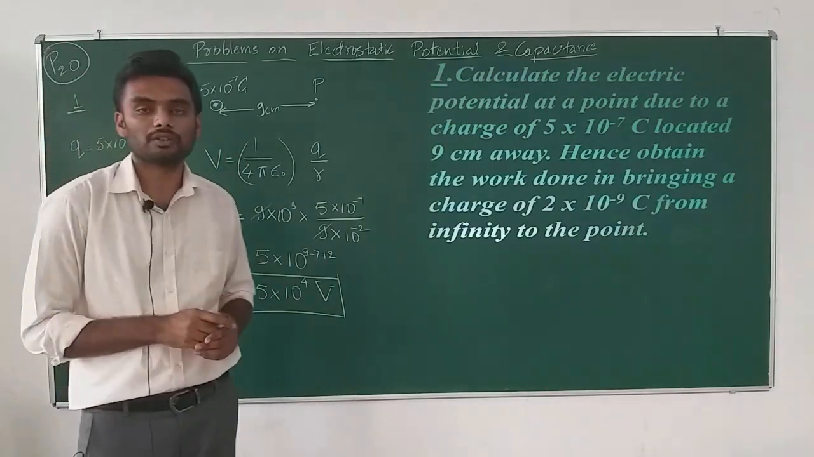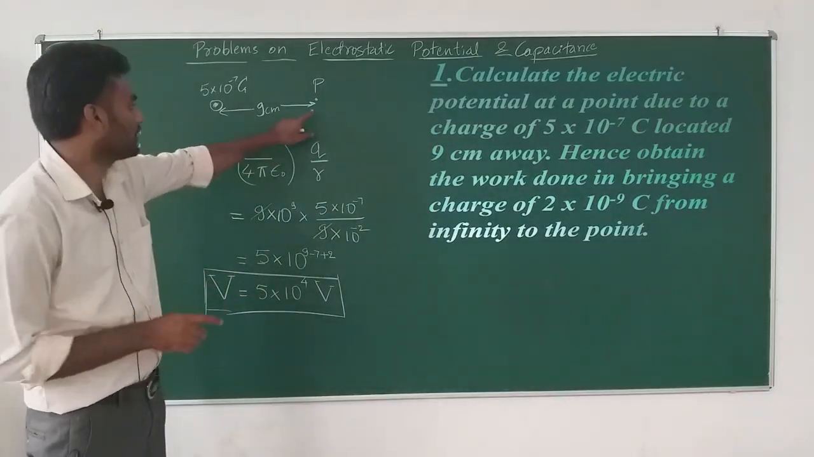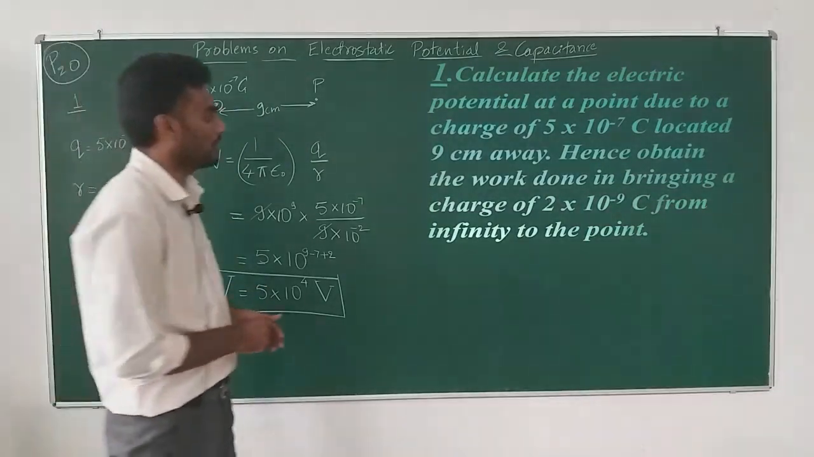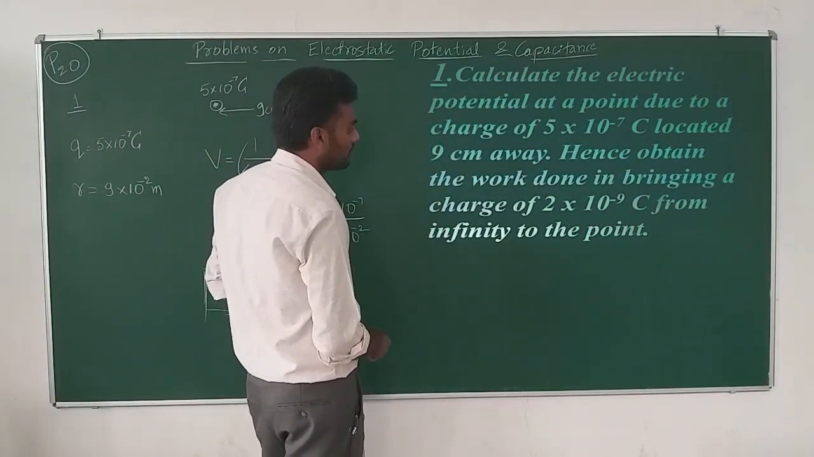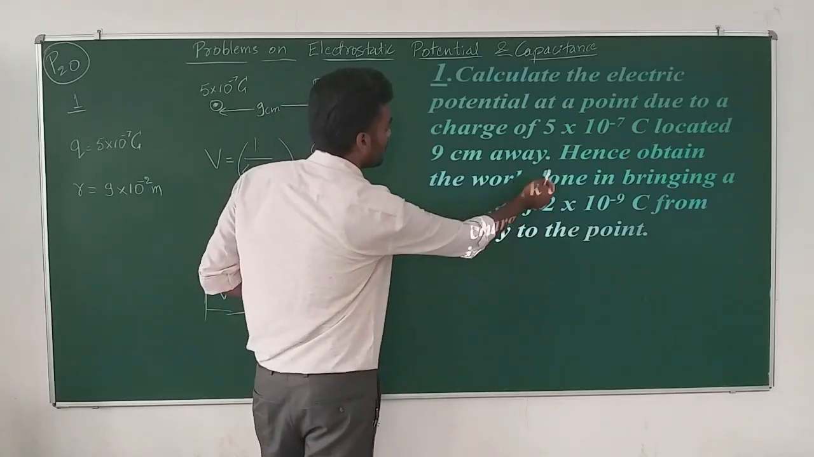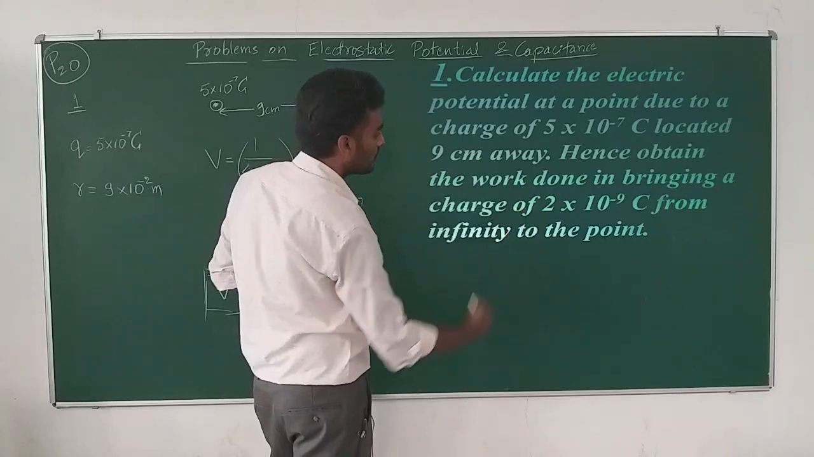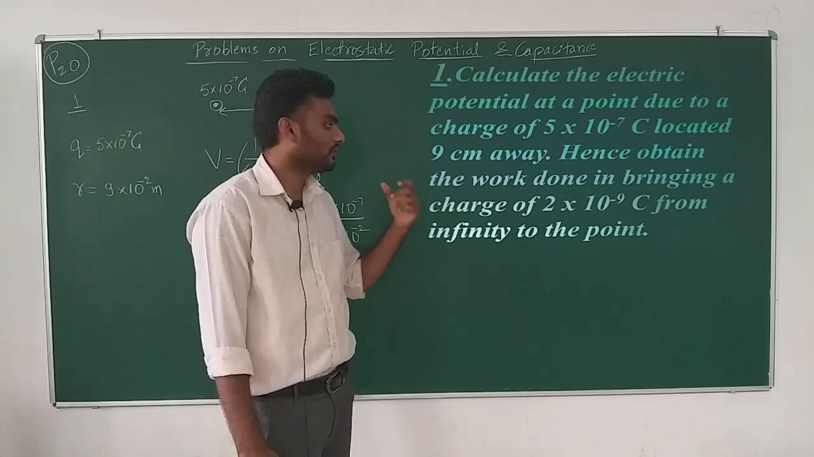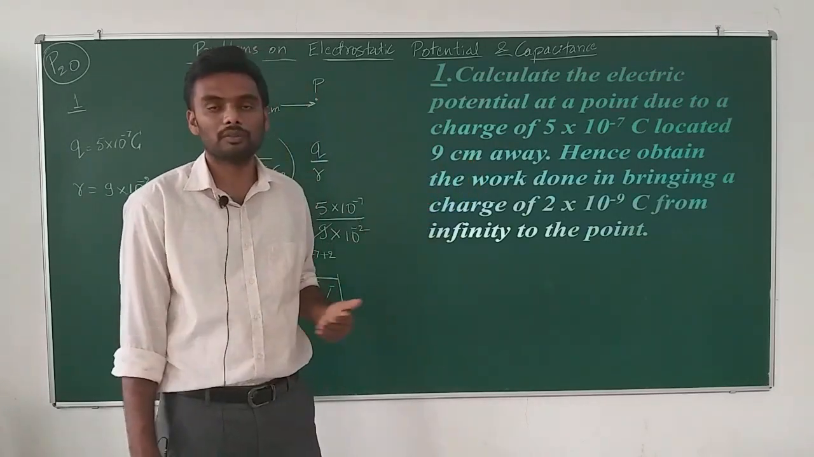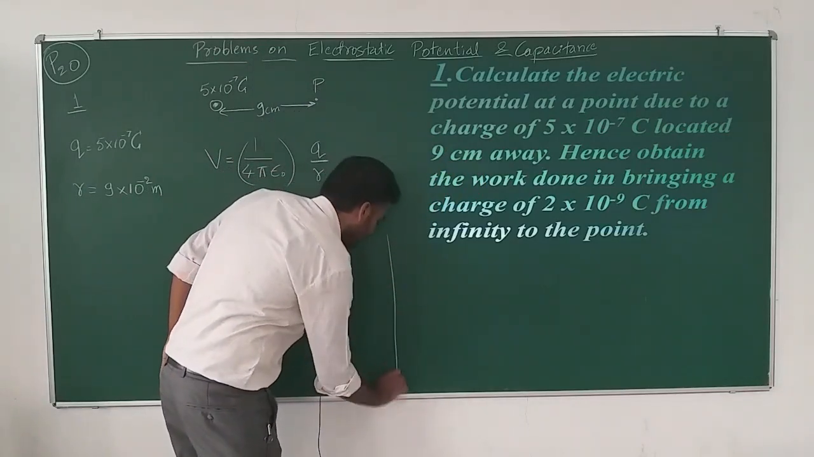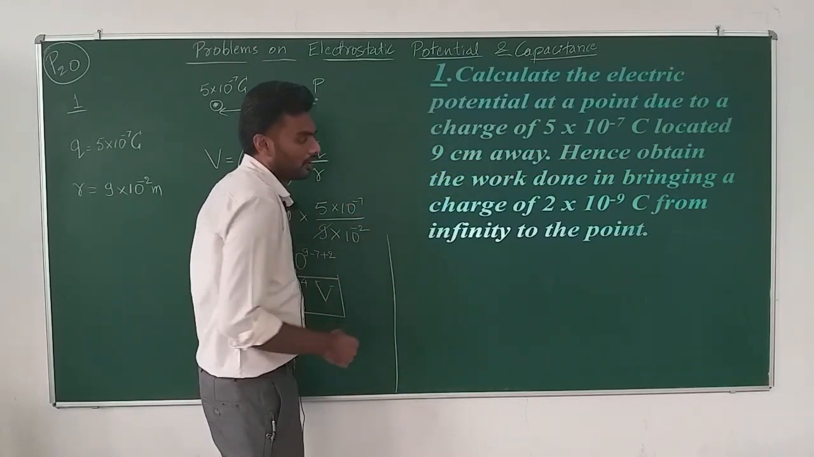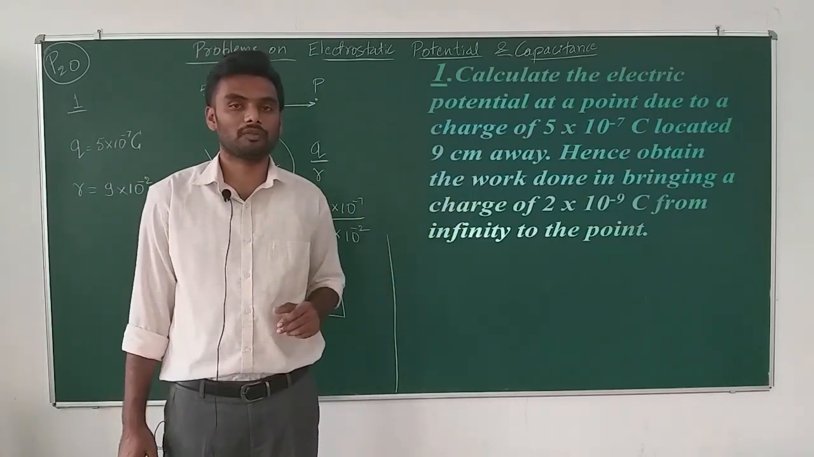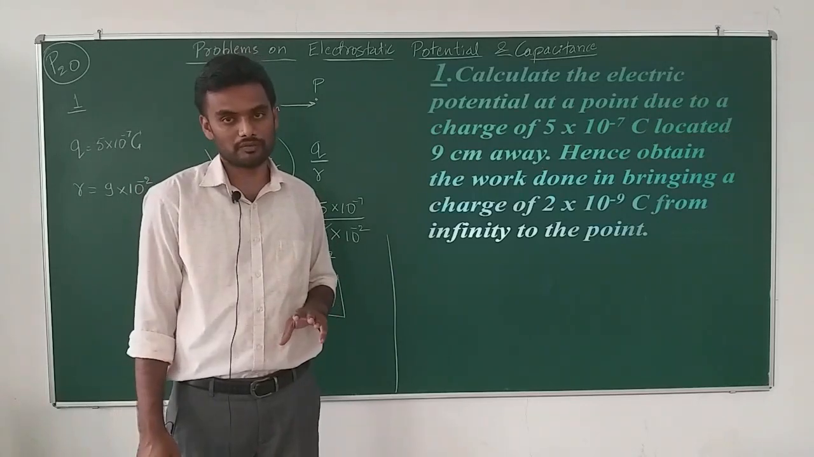So this is how we get to know the potential at this point P due to this charge. Very simple. Okay, now the question doesn't stop there. We just completed half of the question, the 9 centimeter away part. Moving ahead: hence obtain the work done in bringing a charge of 2 into 10 to the power of minus 9 coulomb from infinity to the point. So now the second part of the question is as follows. When we want to bring a charge from infinity to that point, we need to do the same amount of work, which is equal to the potential energy stored in it, right?